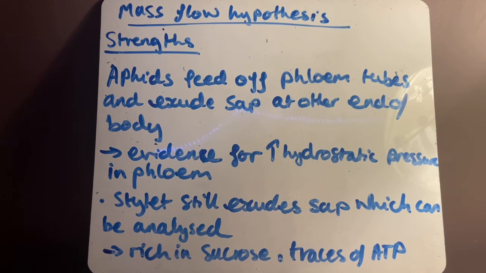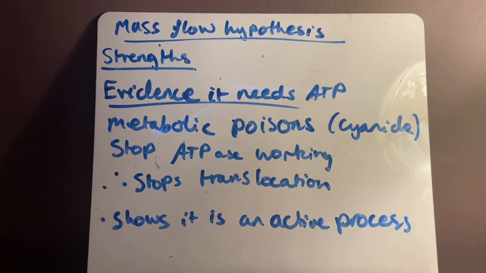When aphids feed off phloem tubes, they exude sap at the other end of their body, so this is evidence that there's high hydrostatic pressure in the phloem, and aphids are usually beheaded, but the stylet still exudes sap which can be analysed, and it's shown that it's rich in sucrose and there's traces of ATP. There's also evidence that it needs ATP because metabolic poisons such as cyanide stop the enzyme ATPase working, which stops translocation, therefore it shows that it's an active process.